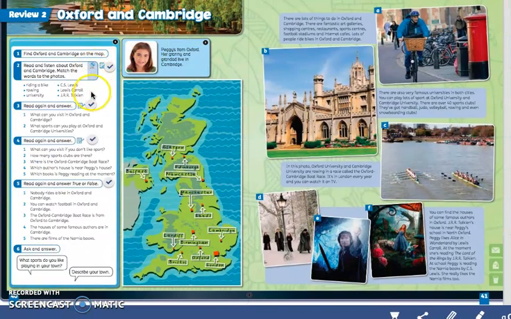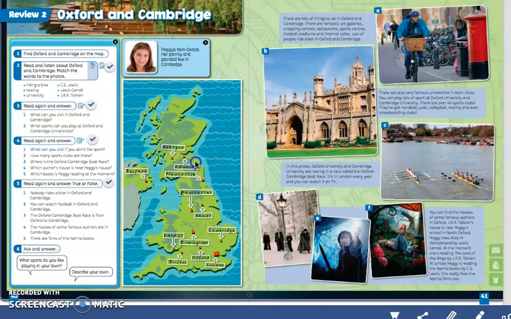So first of all, the objectives of this week are to review the vocabulary of units 3 and 4 and also the grammar. And we are going to talk and write about Oxford and Cambridge. And you are going to have an extra practice in reading, listening, and speaking. So let's start.